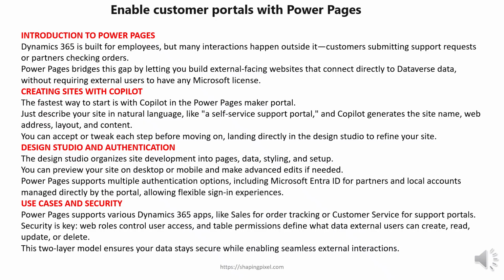Creating sites with Copilot. The fastest way to start is with Copilot in the Power Pages Maker portal. Just describe your site in natural language, like a self-service support portal, and Copilot generates the site name, web address, layout, and content. You can accept or tweak each step before moving on, landing directly in the Design Studio to refine your site.